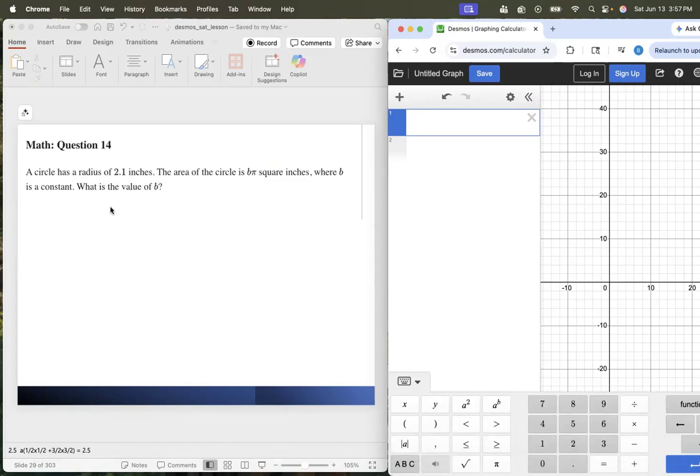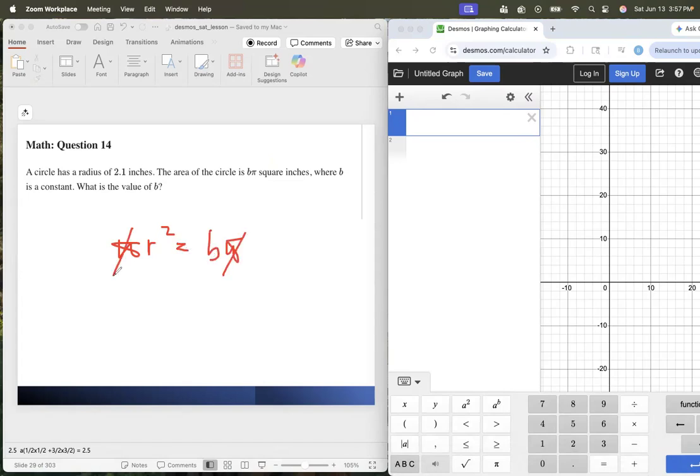A circle has a radius of 2.1. The area of the circle is b pi square inches, where b is a constant. What is the value of b? So this is a formula that you already know. The area of the circle is pi r squared, right? And this should be equal to b pi.